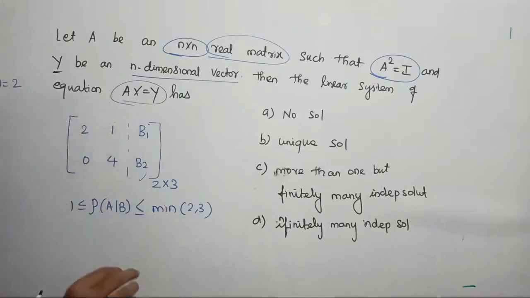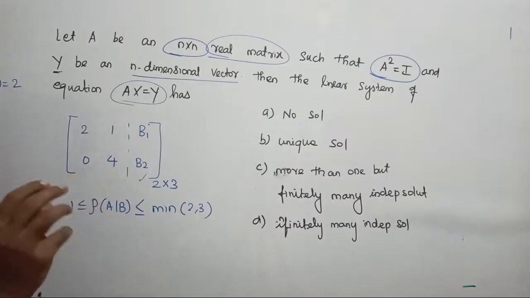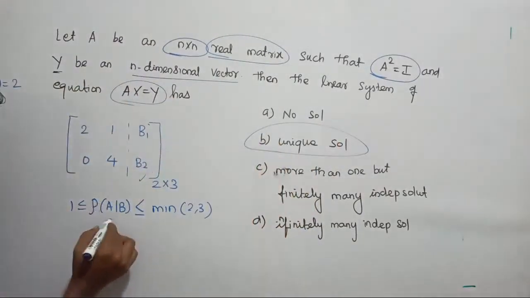So what is the conclusion? In case of non-homogeneous system, if you know the rank of A, if your matrix A is singular, then directly you can write the answer as unique solution. Why? Because see there, so what is the answer here?